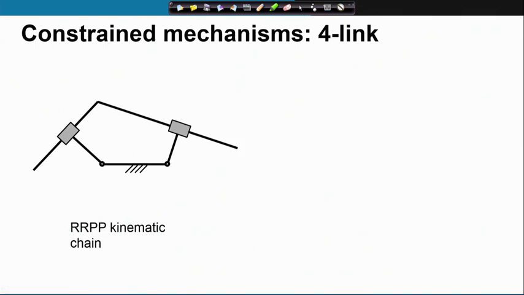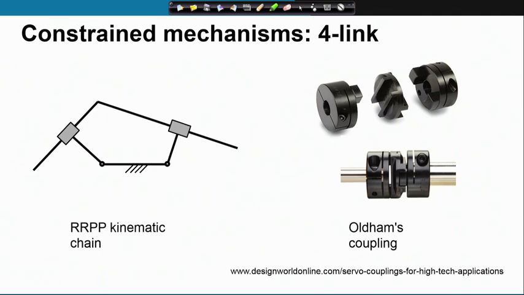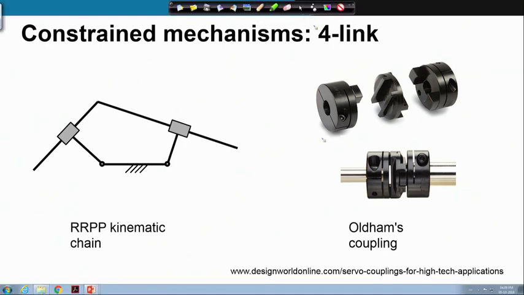This is the RRPP kinematic chain. The application is in Oldham's coupling. As you know, the Oldham coupling is used to connect two shafts which are not aligned. So, this shaft and this shaft, they may not be aligned, there might be slight misalignment. To take care of that, to connect these two shafts, we use the Oldham coupling, and that is an application of this RRPP kinematic chain.